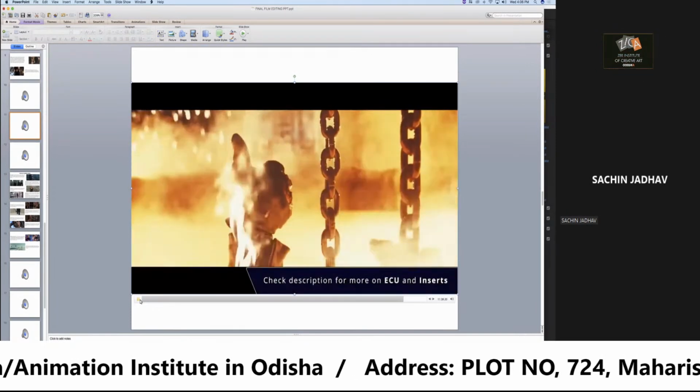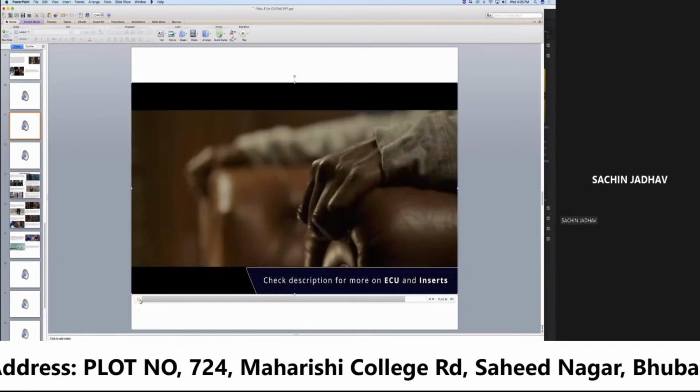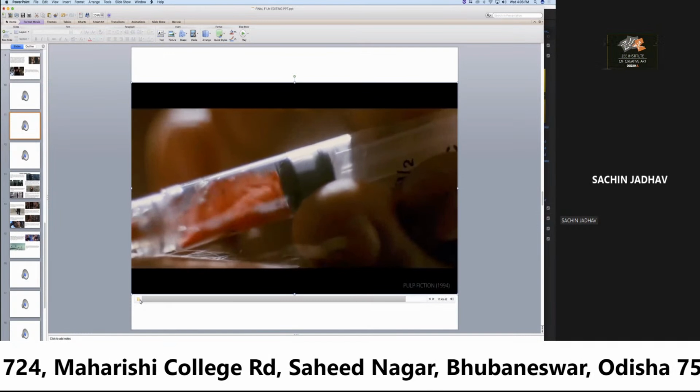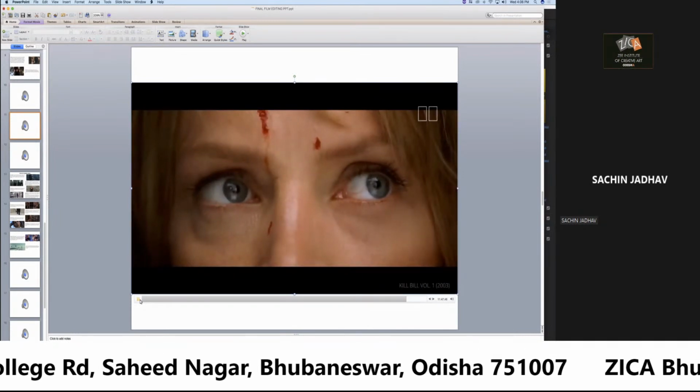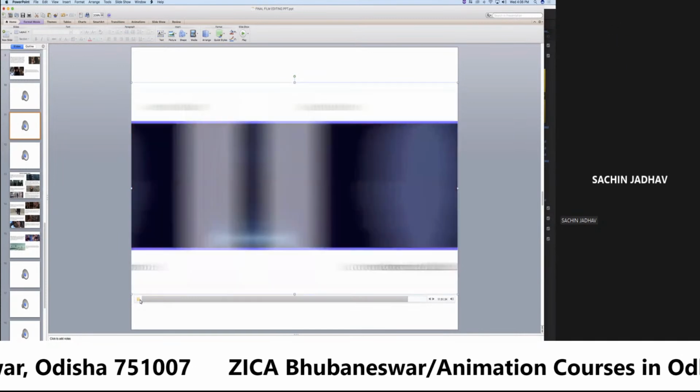So remember, an extreme close-up or an insert shot is one of the greatest tools for emphasis. It is the most intimate, dramatic, and potentially startling of all shot sizes.